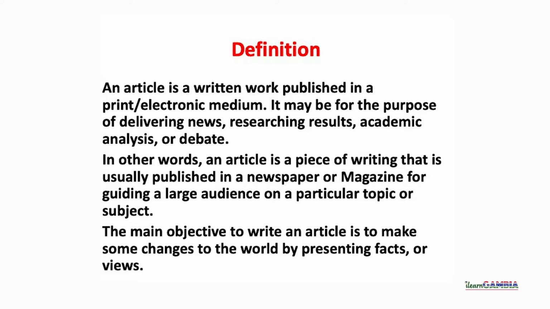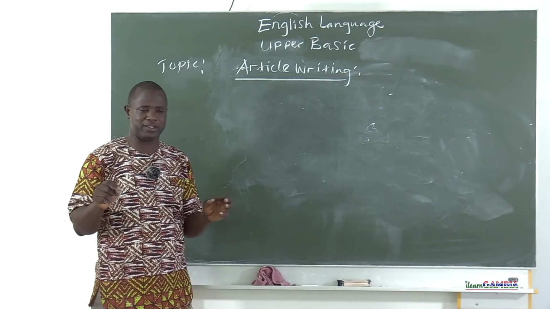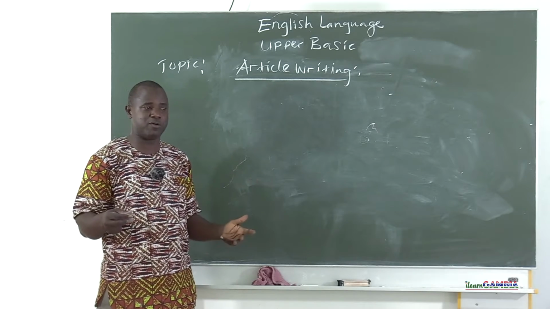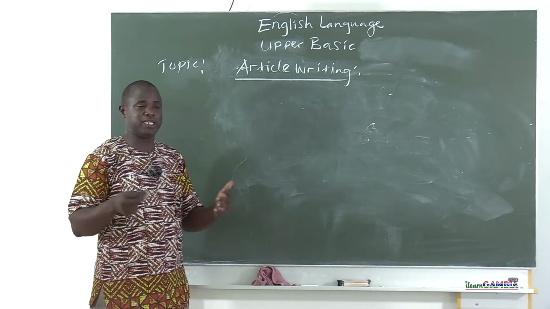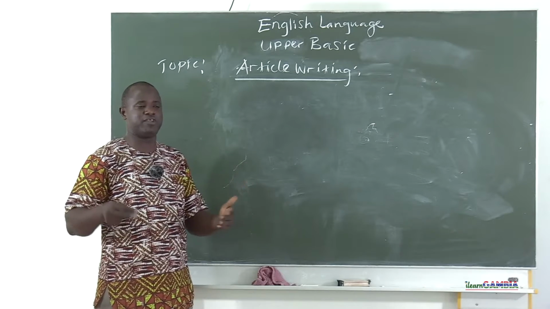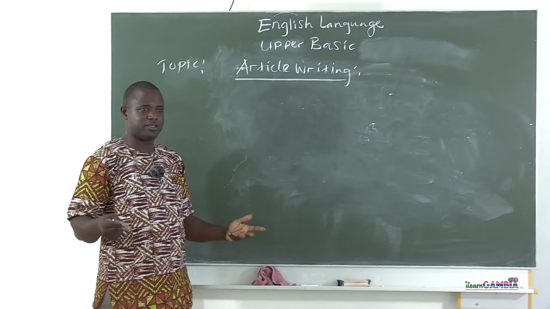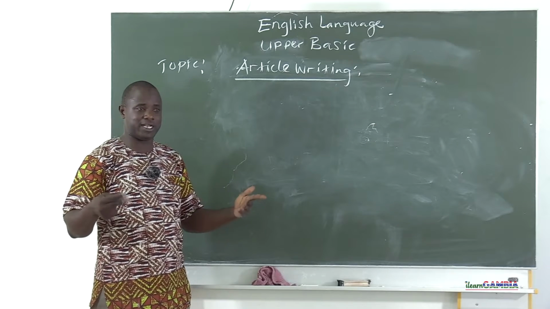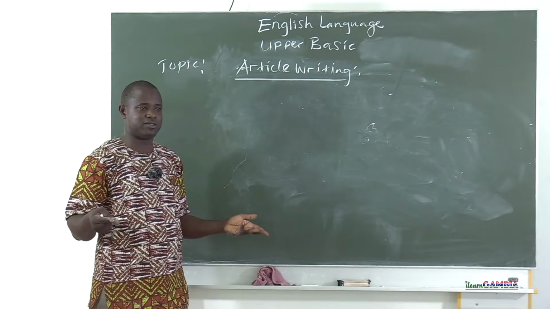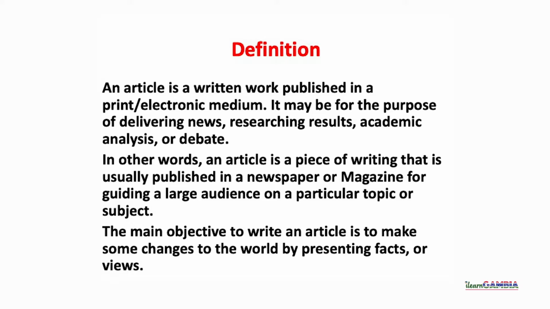For instance, if you want to discuss a particular topic and perhaps you cannot gather people, you can put it in an article form that could be published in newspapers or in journals. In doing so, that could attract a larger audience. We say the main objective of writing an article is to make someone change the world by presenting facts or views. So in any article that you're writing, you need facts that you are presenting. So we move on.